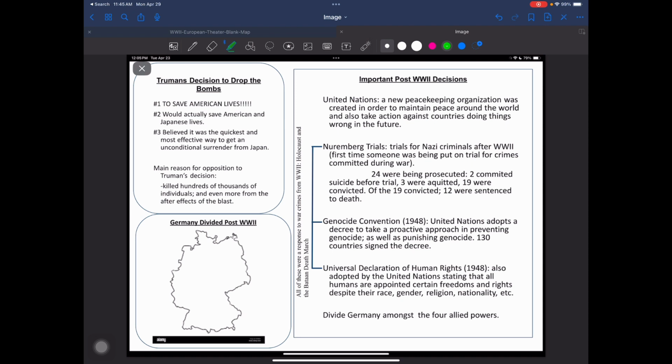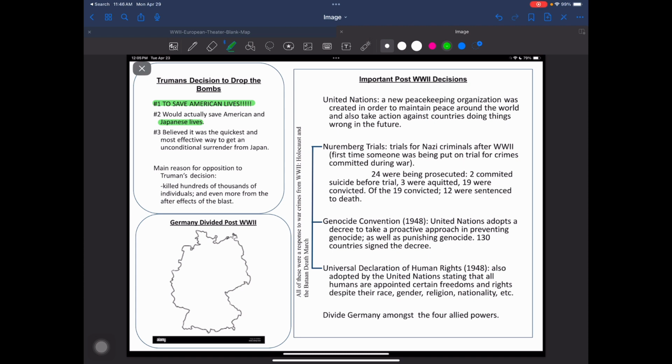So the reason he chose to use the bombs, there's three, and they all are connected. Number one, he wanted to save American lives. He firmly believed that if we invaded Japan, a horrendous number of American soldiers would have been killed in that type of war. Number two is also connected: had we launched a land invasion, not only would a lot of us have been killed, but a lot of Japanese would have been killed as well. So he also believed that these bombs, if they did contribute to a surrender, would save Japanese lives as well.